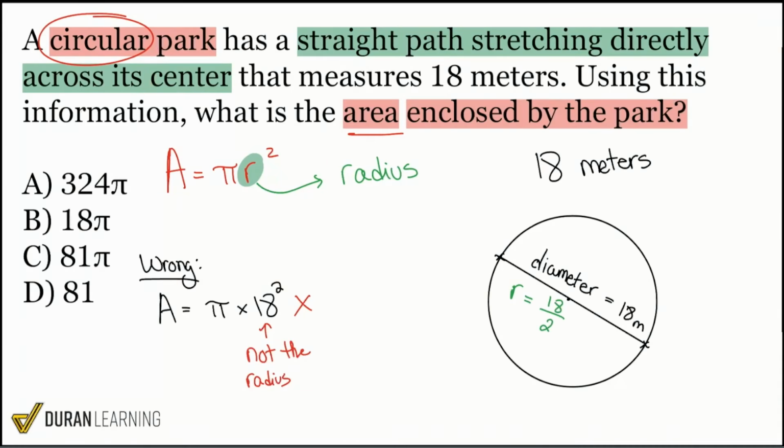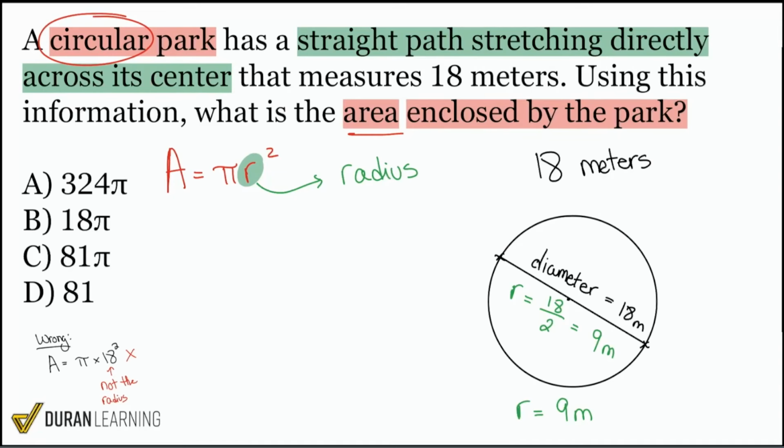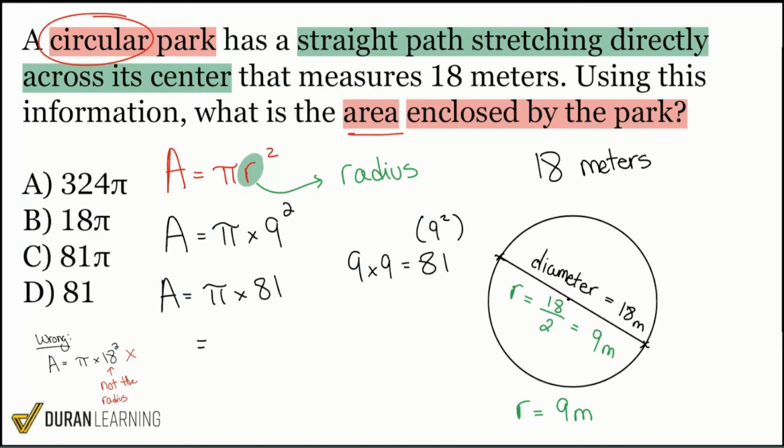So 18 divided by 2, that's going to be 9 meters. My radius equals 9 meters. Now that I know what the radius is, now I can plug it into the right place. Now I'm good to go. Area equals pi multiplied by the radius, which is 9 meters, squared. And everybody remind me again, squaring 9 squared, don't give me the answer, give me the operation. That's 9 times 9. 9 times 9, that's going to be 81. Again, that is 9 squared. So what we have here is pi multiplied by 81, or 81 pi. And there's our answer. Boom.